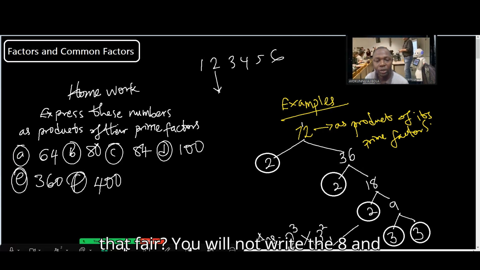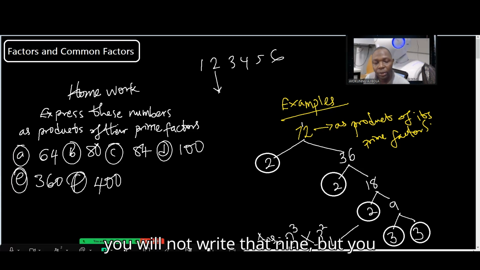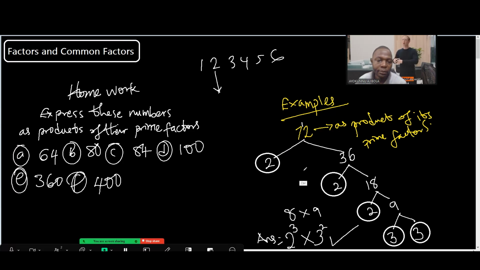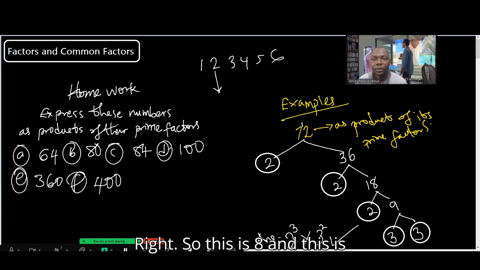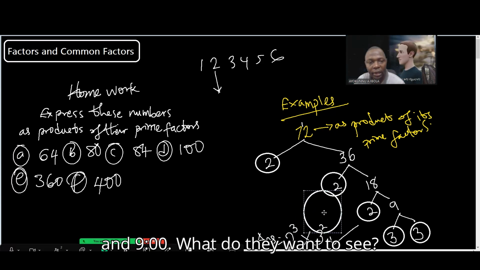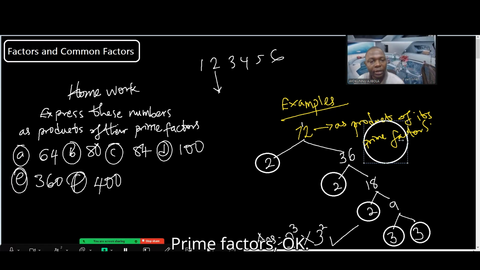You will not write the 8 and you will not write that 9. But you know within your mind that 8 times 9 is 72, right? So this is 8 and this is 9. But they don't want to see 8 and 9. What do they want to see? Prime factors, okay?